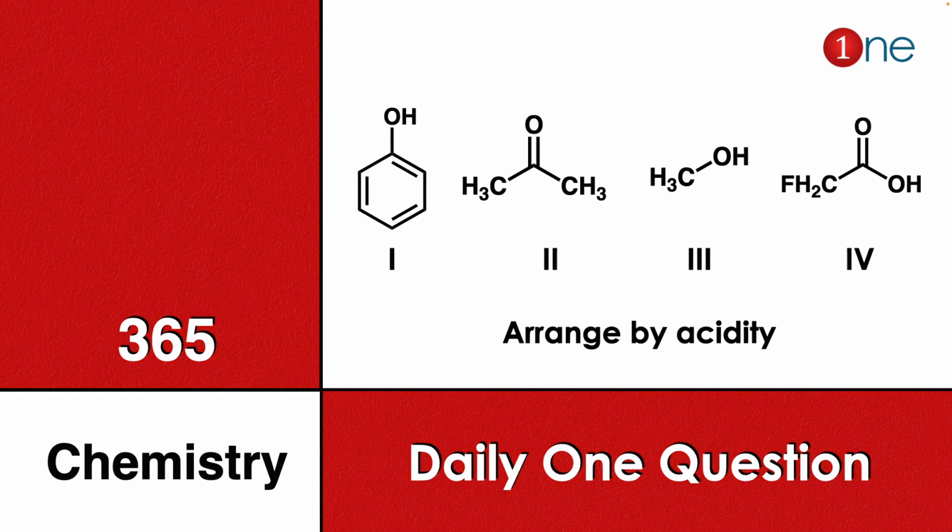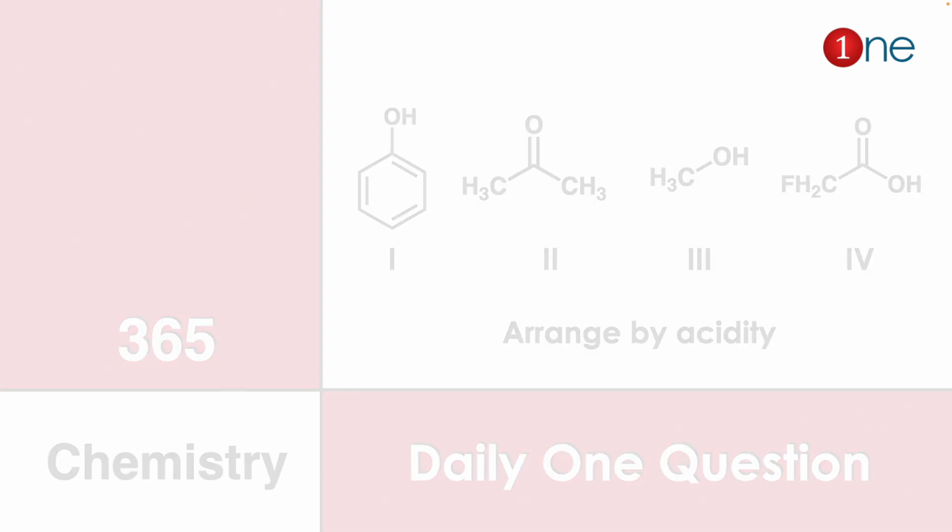Daily one question for you. Here four different types of acidic compounds are given. You have to arrange them by acidity. The first one is phenol, the second one is acetone, the third one is methanol, and the fourth one is fluoroacetic acid. You have to arrange how willingly the compounds donate H+ ion.